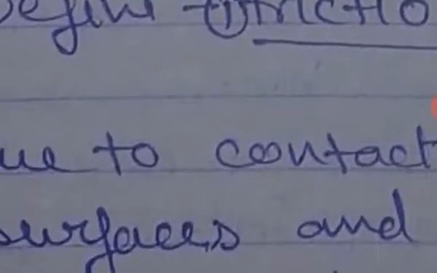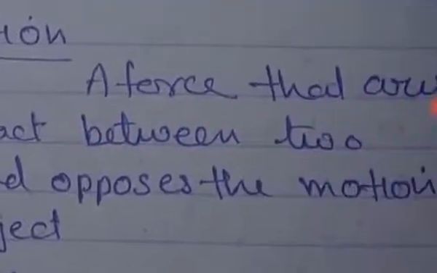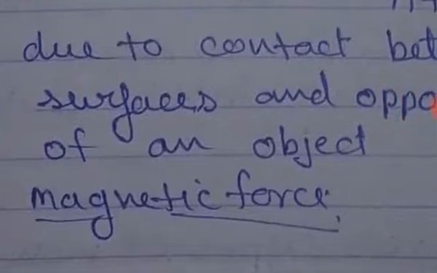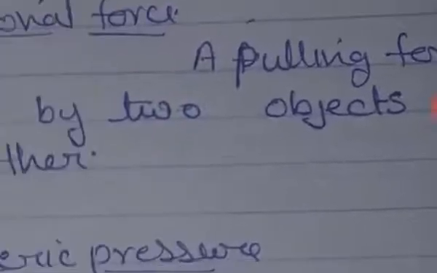Define friction. A force that arises due to the contact between the two surfaces and opposes the motion of an object. And second is gravitational force, a pulling force exerted by the two objects on each other.